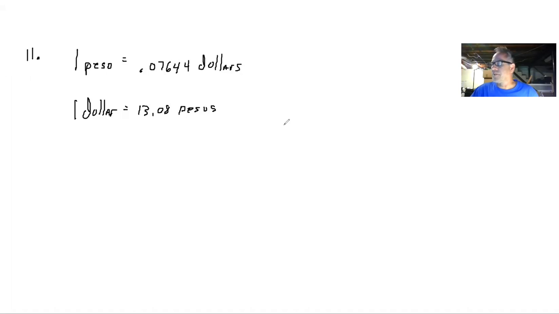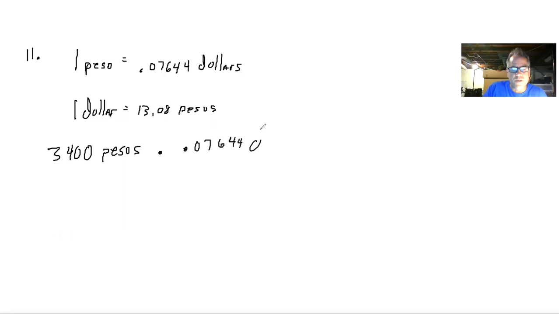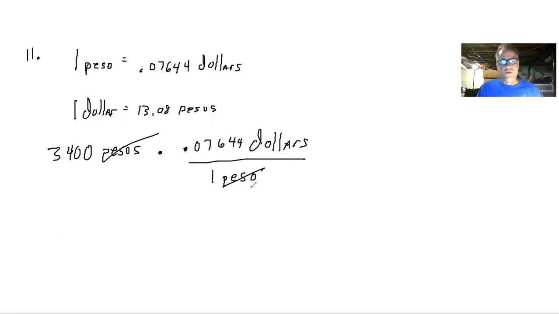So you would come out of Mexico and you've got yourself 3,400 pesos. So the question is, how many dollars would this be worth? If I think, well, I need to get the pesos to cancel out, then I will multiply this by 0.07644 dollars over 1 peso. And I choose this so I can get those to cancel out.